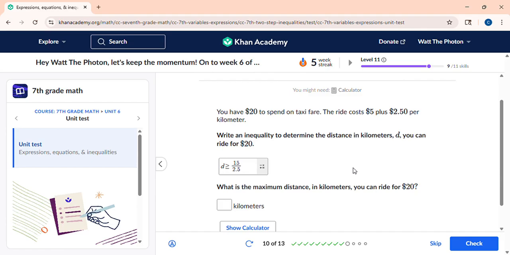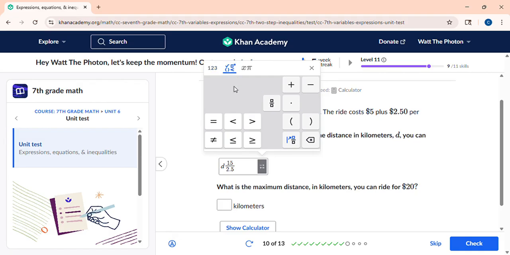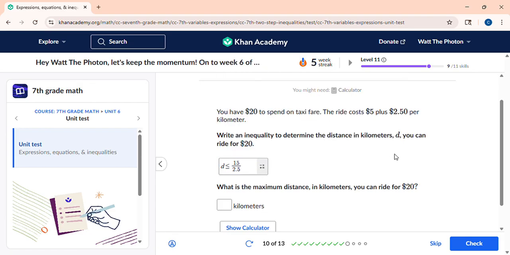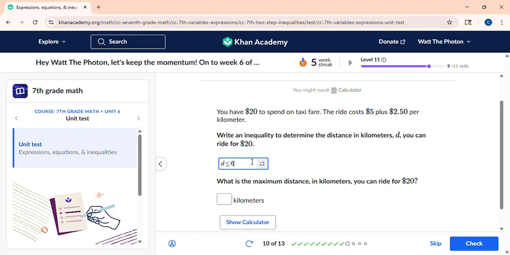Let's check this. We can go 0. Zero distance. Is that possible? No. So you go 0 distance. You go all the way up to 15.25. Let's see. Let's multiply this up. So 15 divided by 2.5 is 6. Greater than or equal to 6. 6.